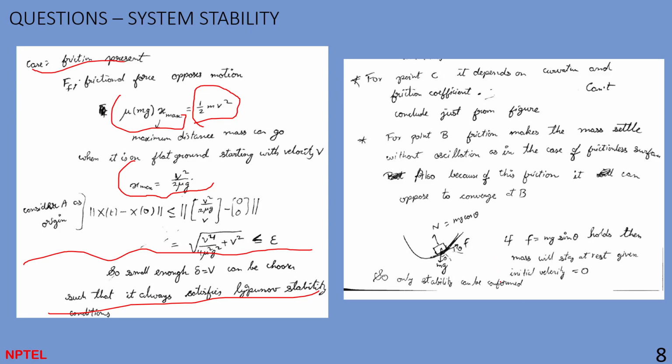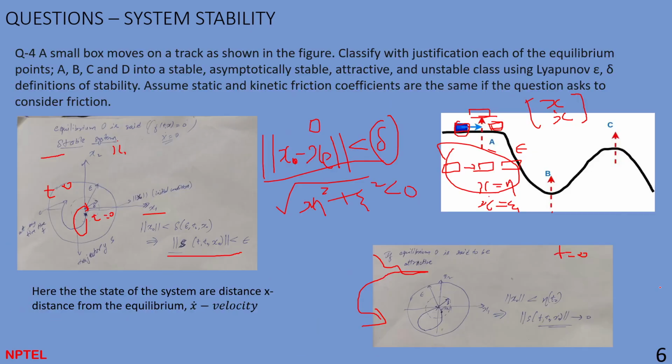You don't need to go into this depth. They won't even ask you. They just need to see if you can recognize each point by eye, whether it is asymptotically stable or A, B, C. So please do consider the friction thing. If friction is present, the whole condition will change accordingly. I think that's it.